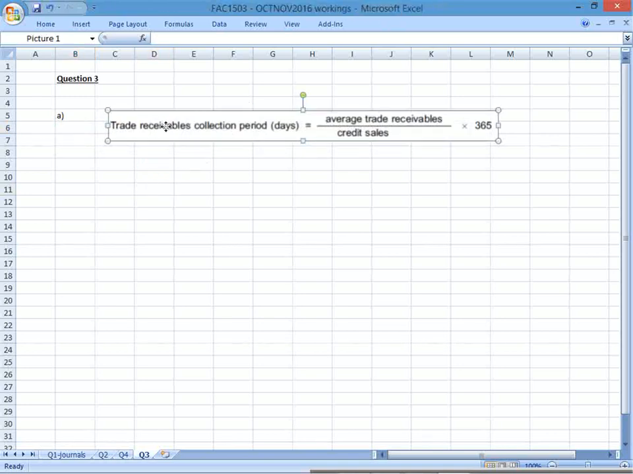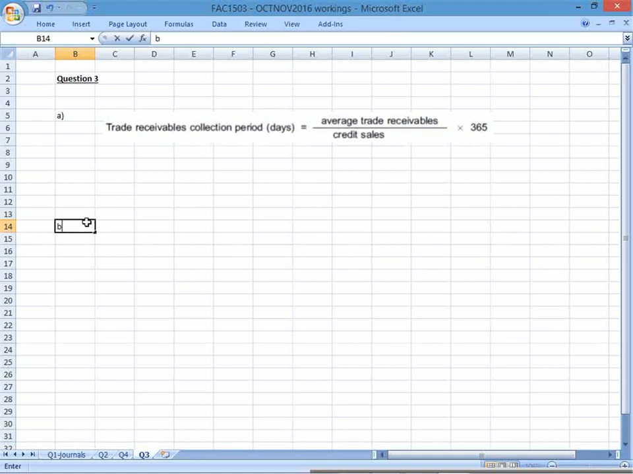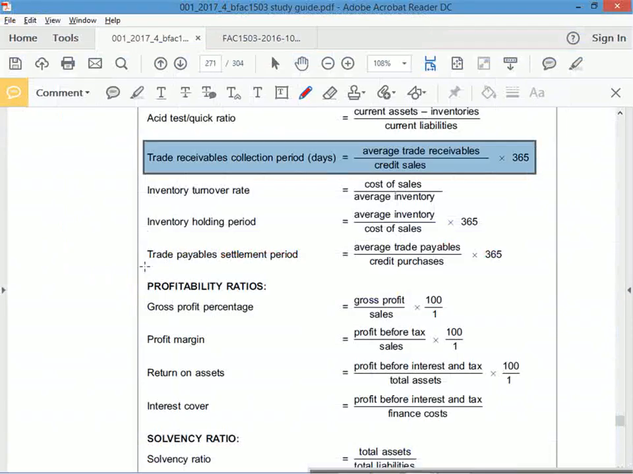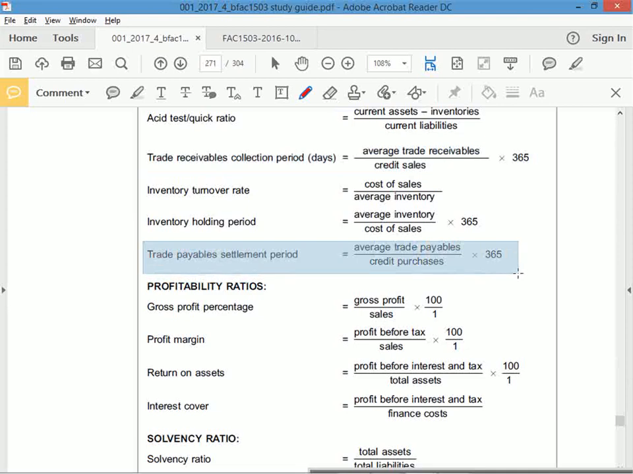There's A. Can you please read B for me? What does B want? So go back to your formula sheet. This is what I study. This is what I write down from memory in the exam.